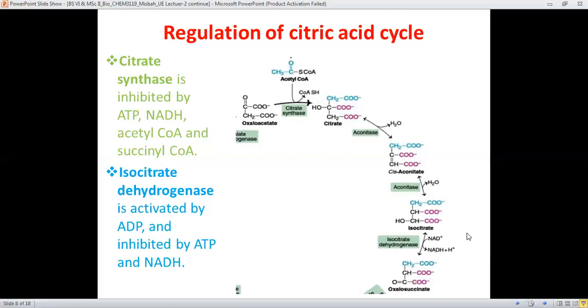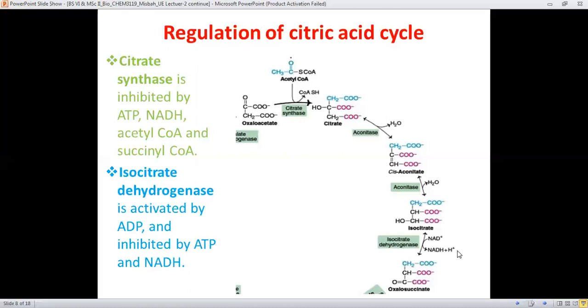Definitely, if ATP is present in a large amount, this reaction will not proceed, because this reaction will proceed only if NAD is converted into its reduced form, and this reduced form later gives ADP generation. Therefore isocitrate dehydrogenase is activated by the presence of ADP, and it is inhibited by ATP and NADH.